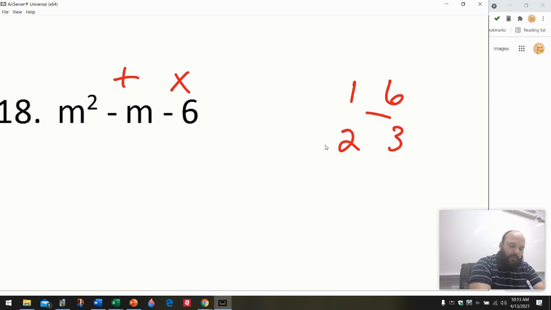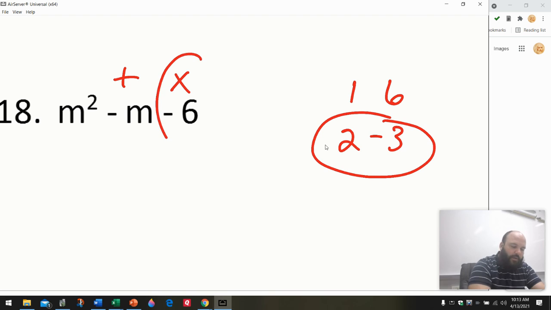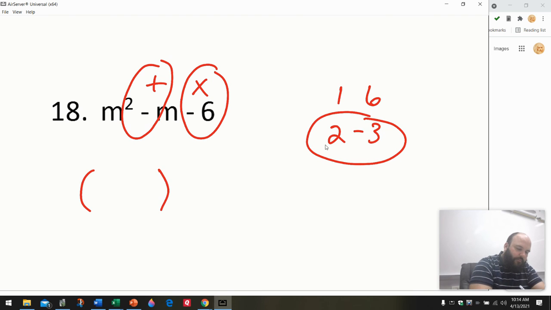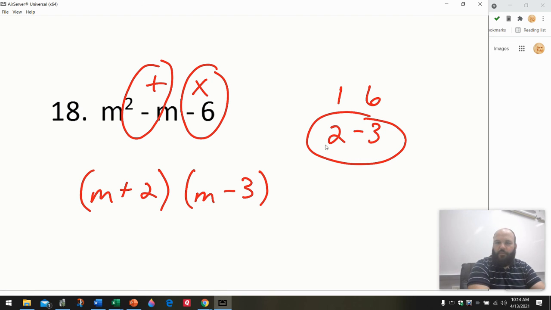So looking at these two, if the 2 is positive and the 3 is negative, when I multiply them, it will give me negative 6. But when I add them together, it will give me negative 1. So there are 2 answers. So we'll write our parentheses. We'll put our variables, and then we will put our correct numbers, 2 and negative 3. So that's what you have for that.